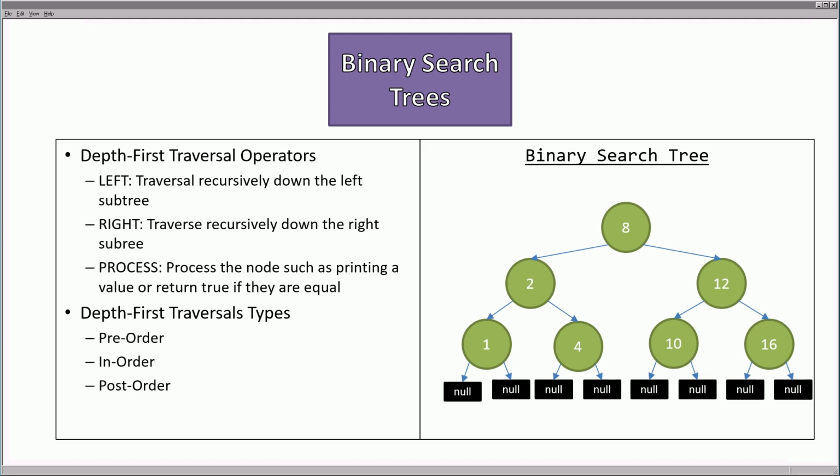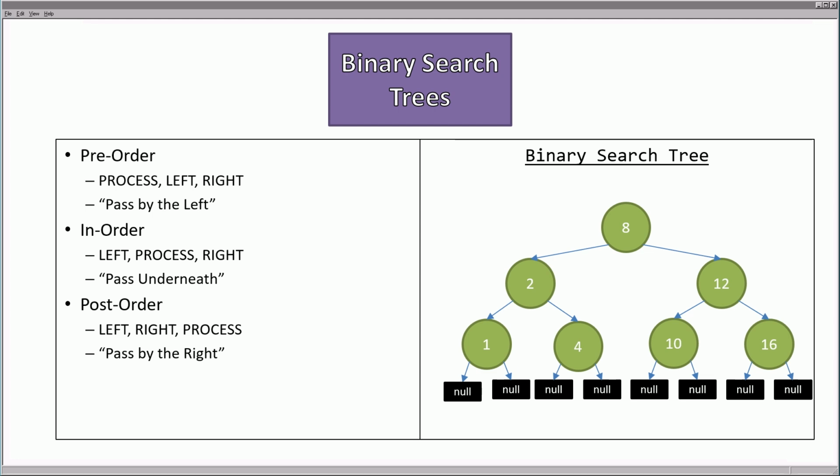Now, the combination of left, right, and process actually creates different versions of depth-first search. There's three major types: pre-order traversals, in-order traversals, and post-order traversals. Now, the way that a pre-order traversal works is you process first, recursive left, then recursive right.